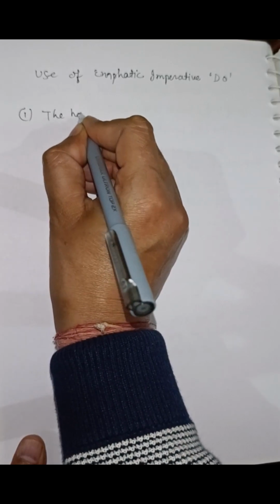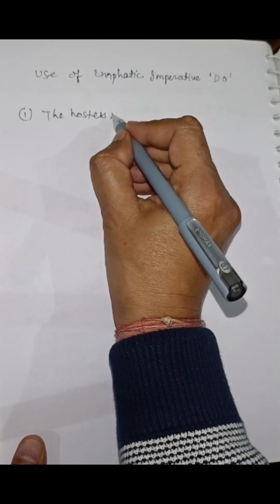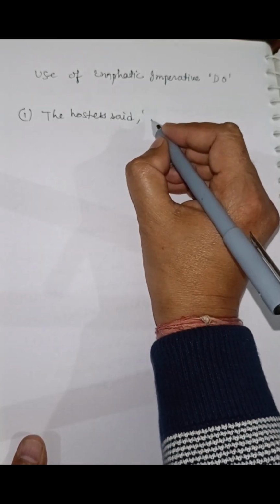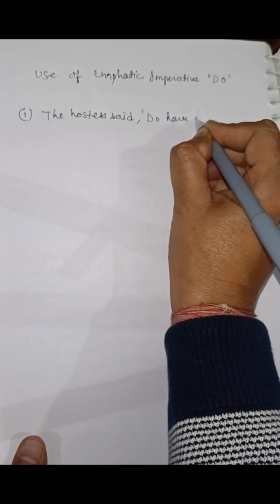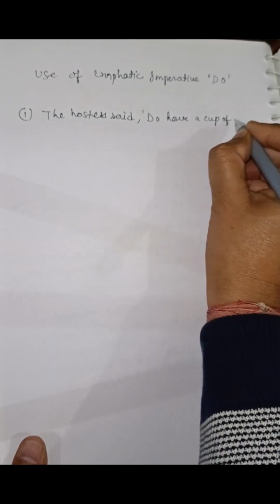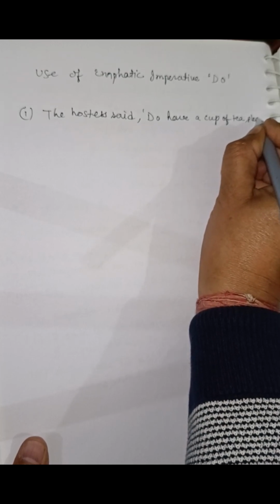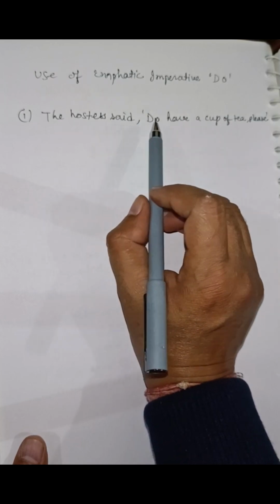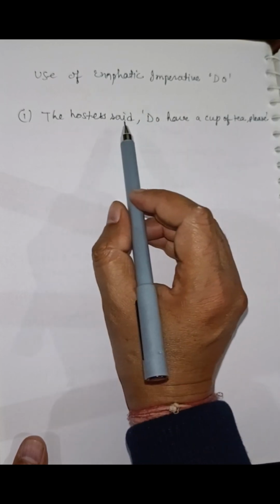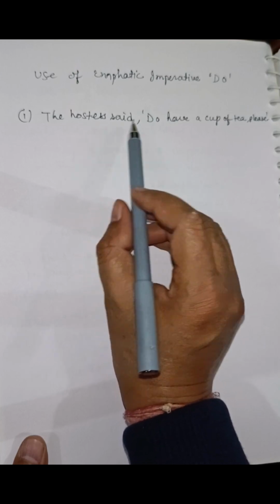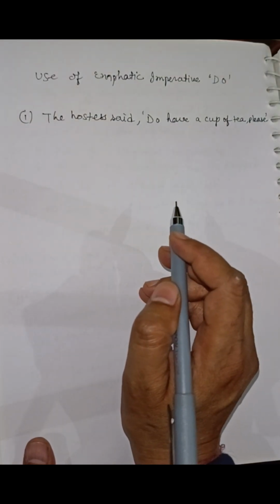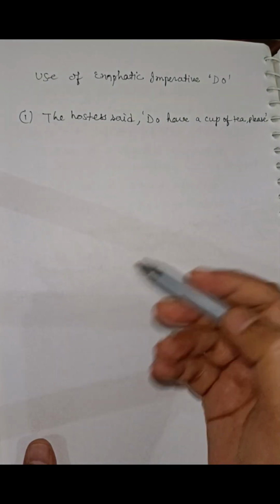The hostess said, "Do have a cup of tea, please." So there is an element of force there. This is an example of an emphatic imperative. The hostess said, "Do have a cup of tea, please." There is an element of force in that.